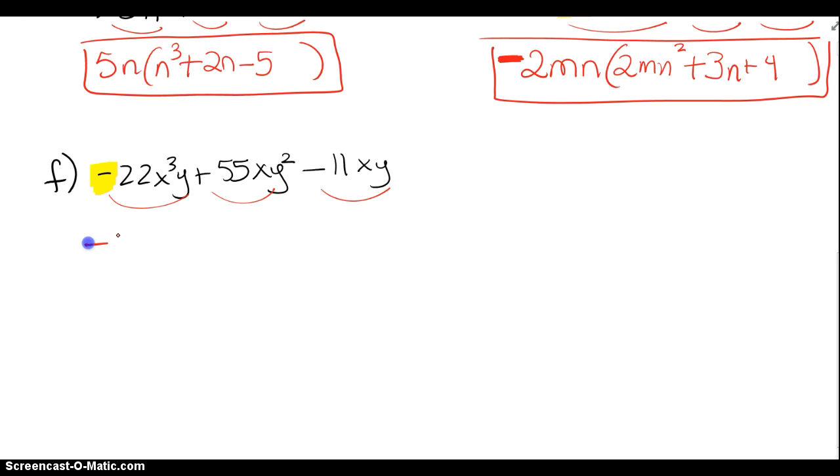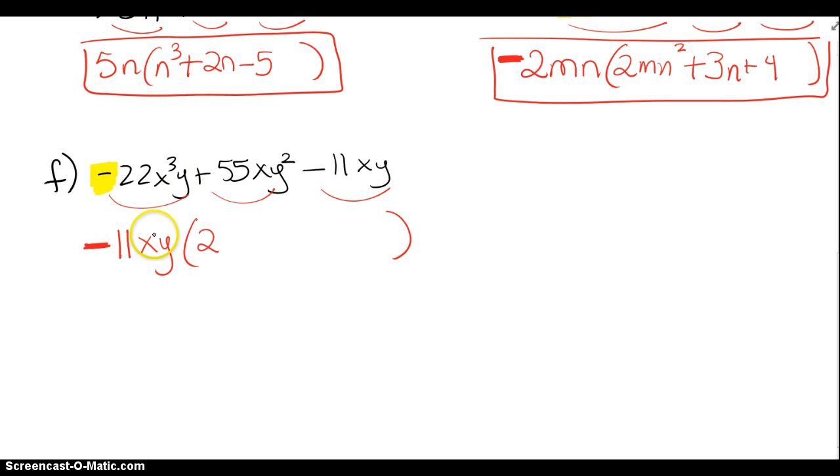That's going to be a negative 11. Again, I'm pulling out a negative. And as far as the x's they have in common, there's an x to the power 1 that they have in common. That's the smallest one. And as far as the y's are concerned, they have in common a y, and smallest power is 1. Once I pull that out, or divide that out, I have negative 22 divided by negative 11, which is a positive 2.